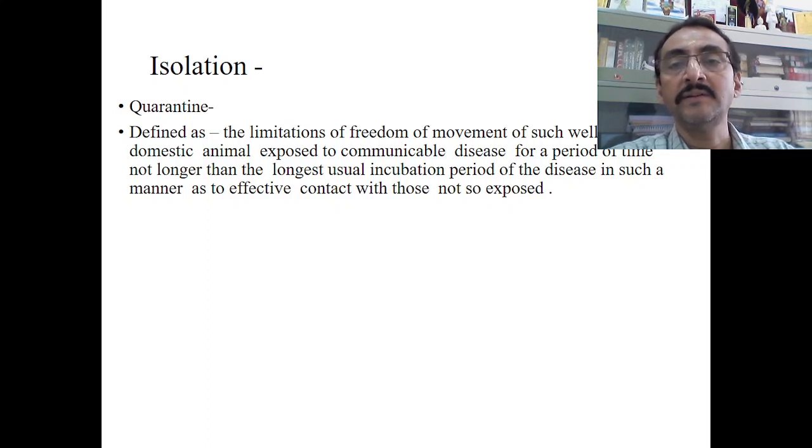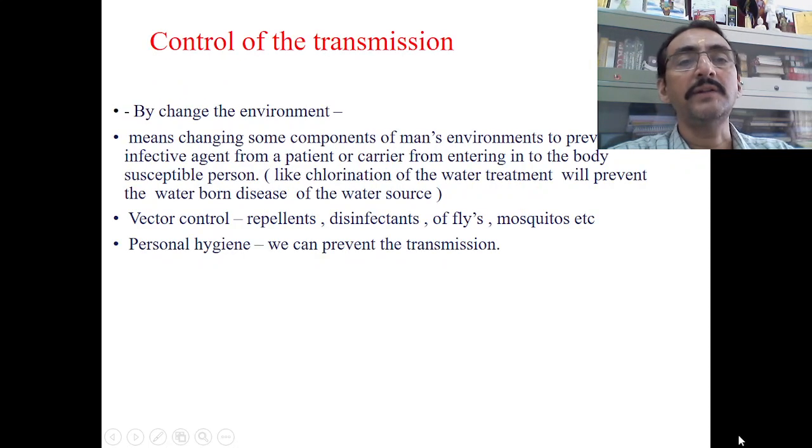A normal person who is now quarantined means his movement has been restricted. Maybe the man or maybe the animal which is already exposed to the communicable disease. We have seen in the COVID times many who were coming from abroad were quarantined because they were already exposed to the communicable disease, for a period of time not longer than the longest usual incubation period of the disease, in such a manner as to prevent effective contact with those not exposed. So this is the definition of quarantine.